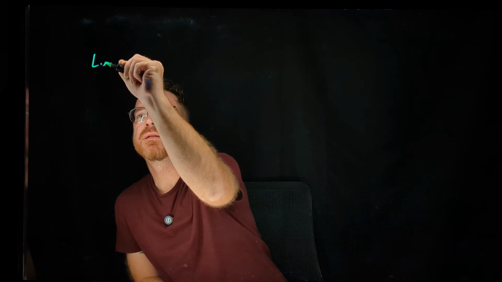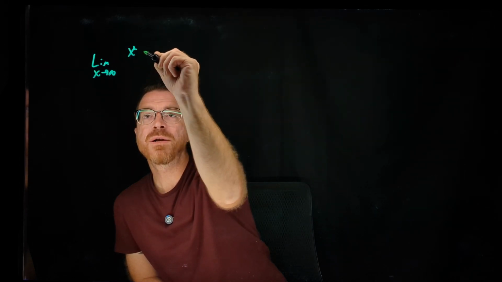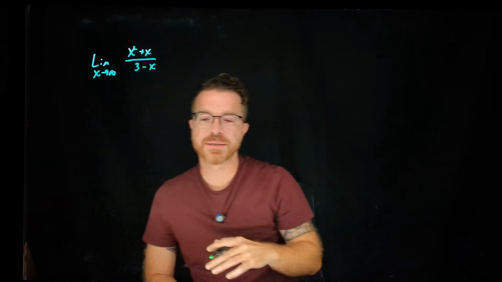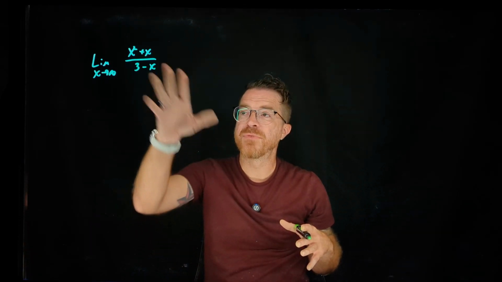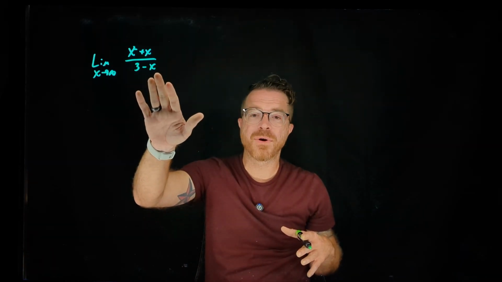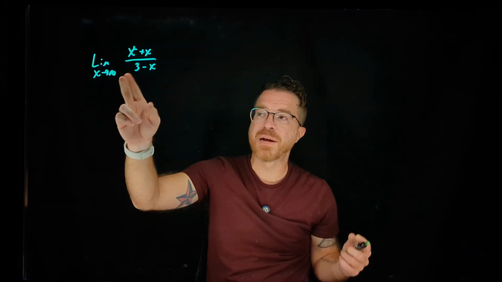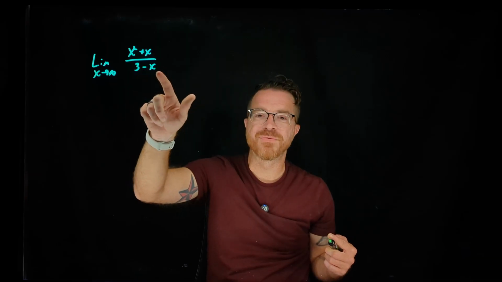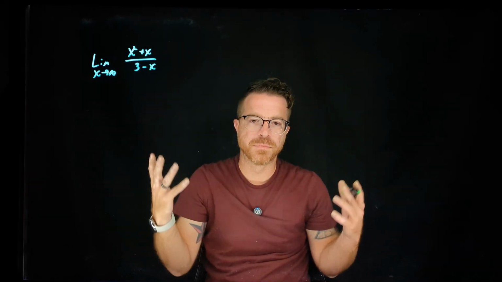So let's do one more example here where we have the limit as x approaches infinity, x squared plus x divided by 3 minus x. So first thing I'm going to do is use our trick where I'm going to divide everything by the power of whatever the largest power is in the denominator. Because if I were to plug in infinity right now, I'd get infinity plus infinity, which is infinity, divided by 3 minus infinity, which is negative infinity. So I'd get infinity over negative infinity, which would be undefined.